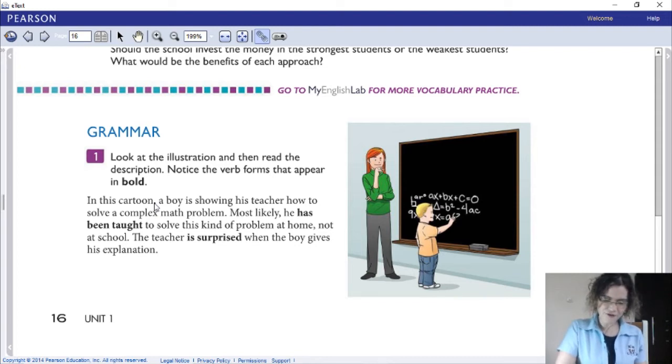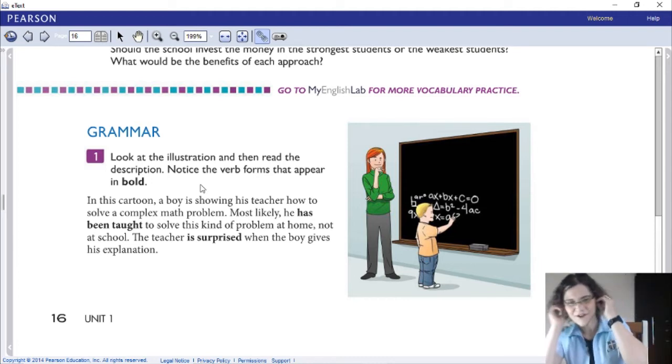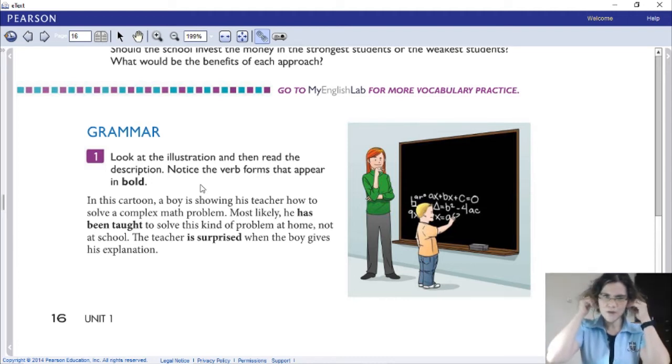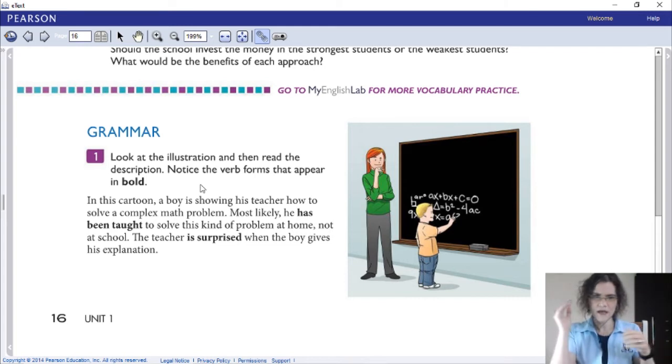Okay, in this cartoon, a boy is showing his teacher how to solve a complex math problem. Most likely, he has been taught to solve this kind of problem at home, not at school. The teacher is surprised when the boy gives his explanation. Okay, we see here several bold-faced phrases: has been taught and is surprised.